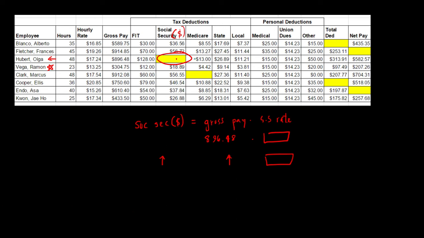Medicare is the same situation. So hopefully you remember the Medicare rate mentioned in the lesson. If not, you can figure it out by taking someone else's information and rearranging it to solve for the rate, or you can try your hand at Google, like I said. So Medicare, the dollar amount, would be this similar equation, just gross pay multiplied by the Medicare rate. Okay, so pretty simple equation.